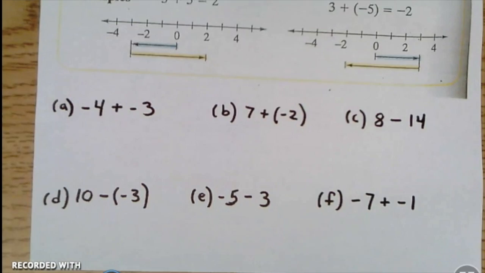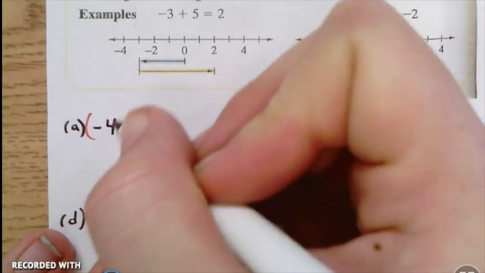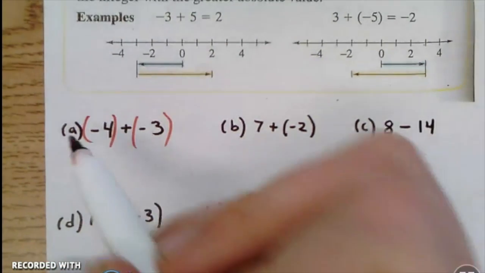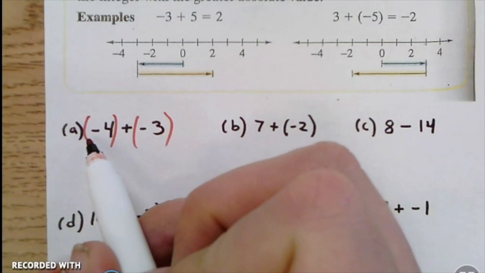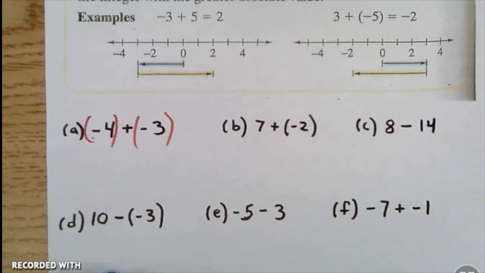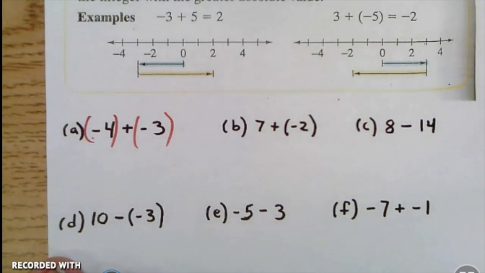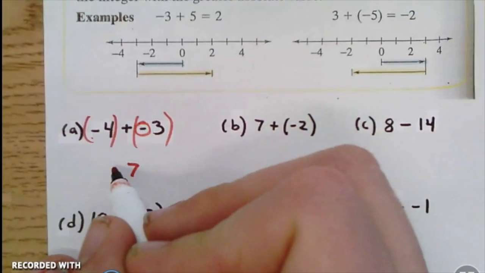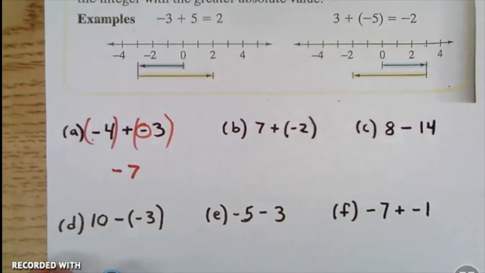Here are our example problems, all right? If it's addition, I leave it as it is, and I can use parentheses to really show myself what those signs are. So here I've got -4 plus -3. They have the same sign. They're both negative. Same sign, find the sum. 4 plus 3 is 7, and they're going to keep their sign. They would all be red chips. It would be 4 red chips plus 3 red chips.